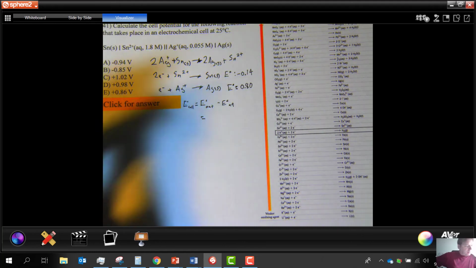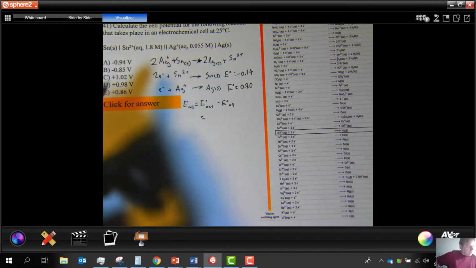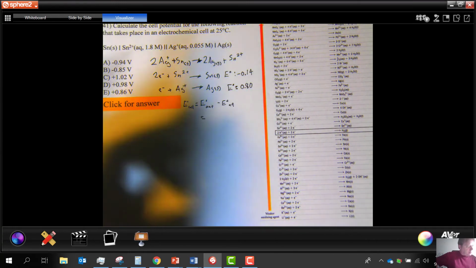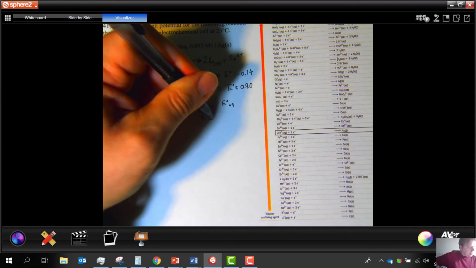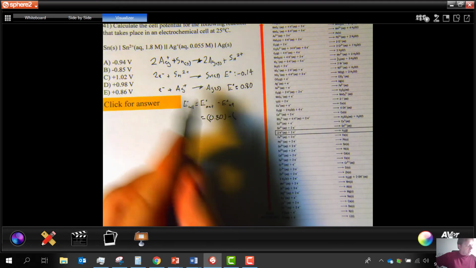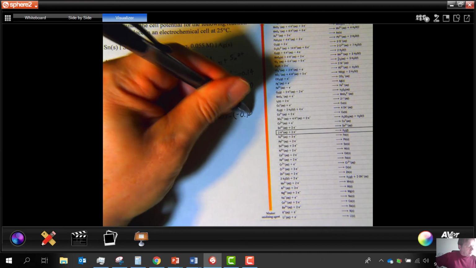And so what we have for the cathode is what's going on over here at the silver, so the 0.80, and then minus the anode. For the anode we have the tin, so minus 0.14.